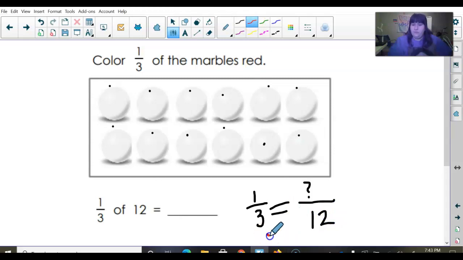Well, it's getting bigger, so I'm going to need to multiply. 3 times what equals 12? 3 times 4 equals 12. I have to do the same thing to my numerator.